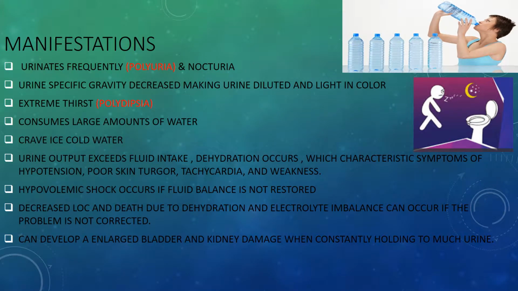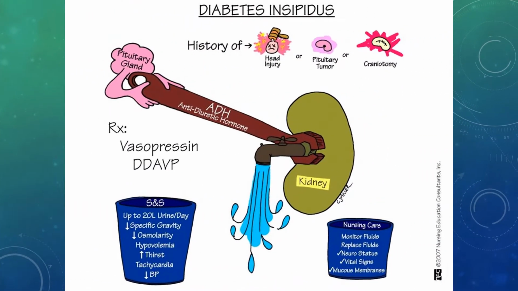The manifestations you see are polyuria and nocturia, decreased urine specific gravity, and extreme thirst. They might be consuming a large amount of water, might be craving ice-cold water. Urine output exceeds fluid intake. You might see signs and symptoms of dehydration occurring, maybe severe hypovolemic shock, and enlarged bladder or kidney damage from constantly holding urine in. I think this is a great diagram showing how DI is caused, and what the signs and symptoms and nursing care are.